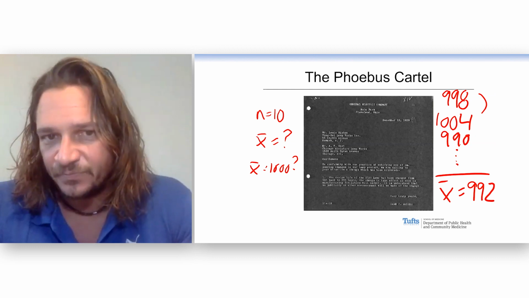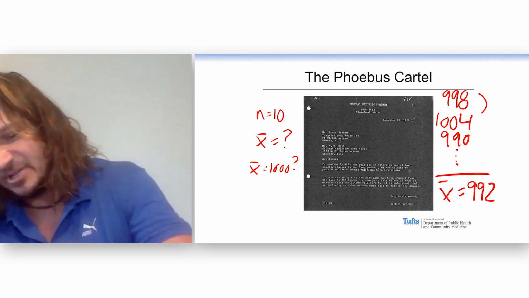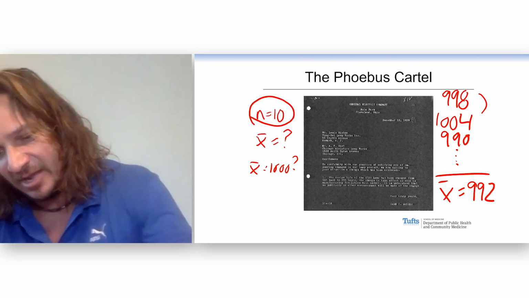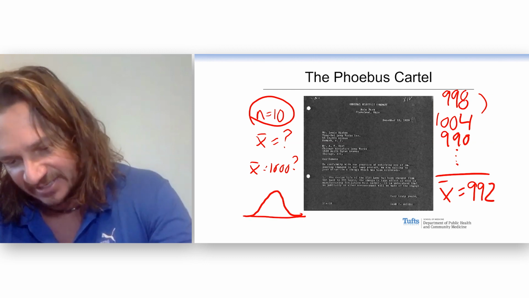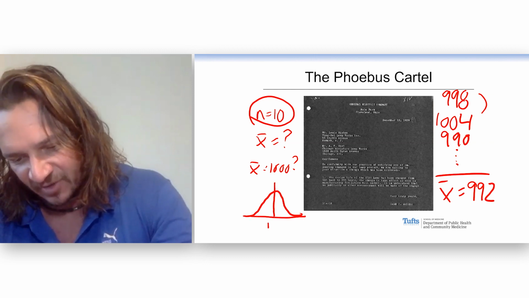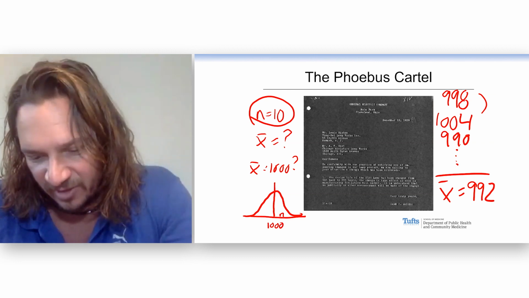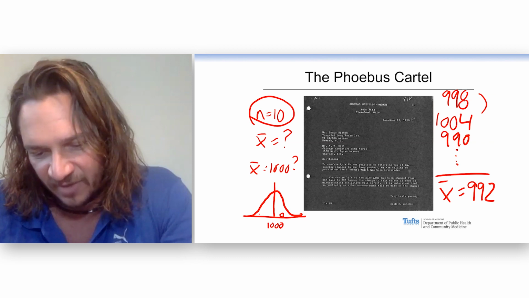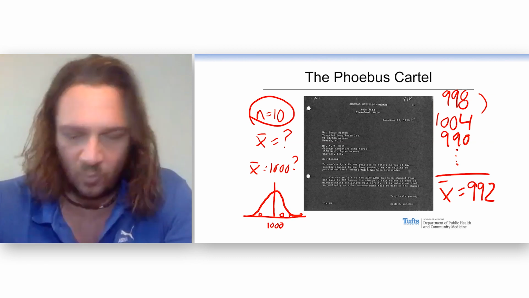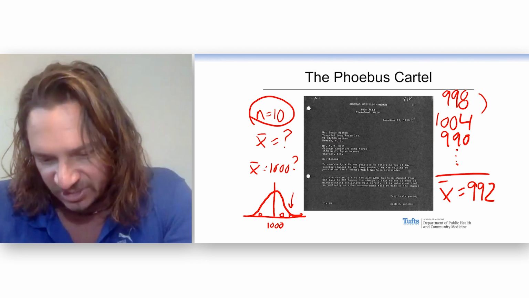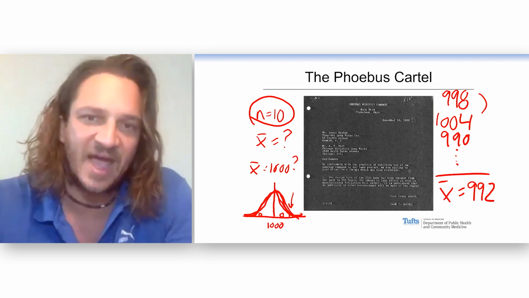But if you spent the rest of your life going out, taking samples of size 10 and plotting out how long the average light bulb lasts, eventually you would get something around 1,000. Sometimes your mean would be a little bit higher. Sometimes your mean would be a little bit lower. Sometimes you'd get a great bunch of light bulbs way up here. Most of the time, on the average, they would be something around 1,000.